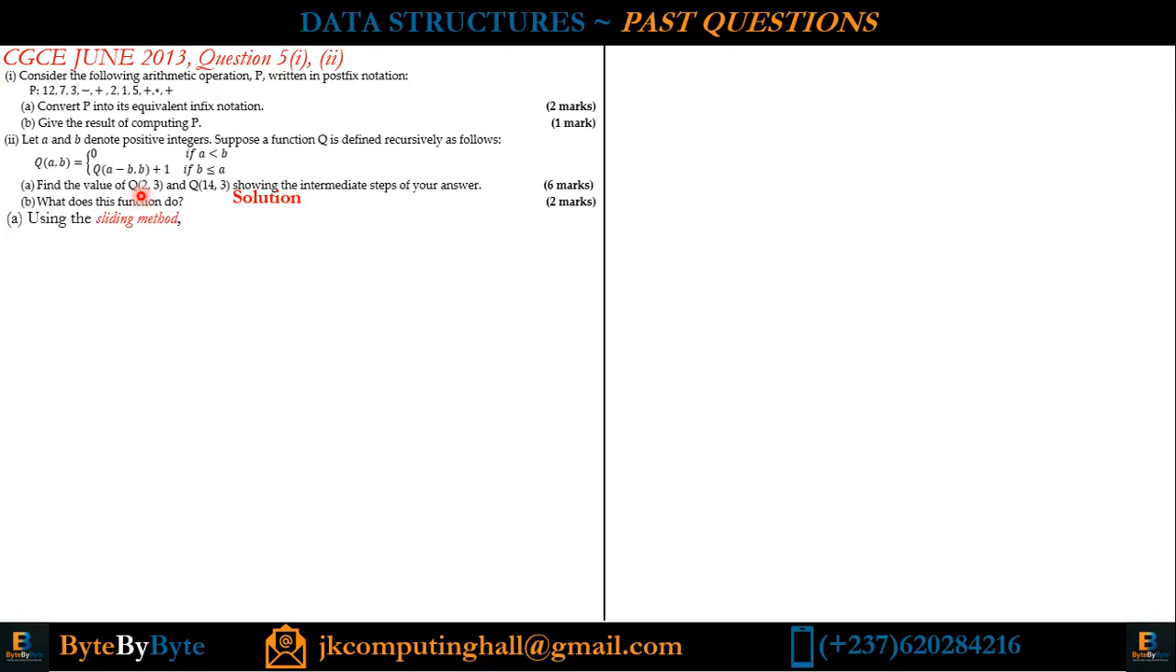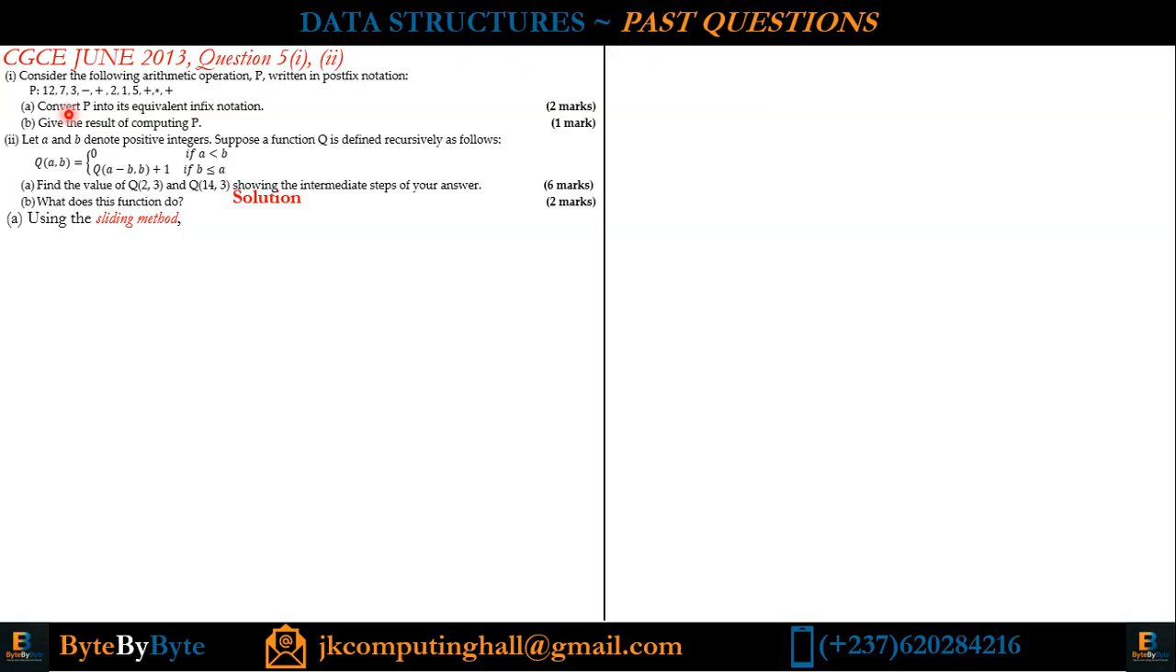Solution. The A part says, consider the following arithmetic operation P written in postfix, as you can see. Convert P into the equivalent infix notation. So now, to ease solution, let us proceed with the sliding method. And the sliding method says that we start with the leftmost sign and we operate with the next two operands.